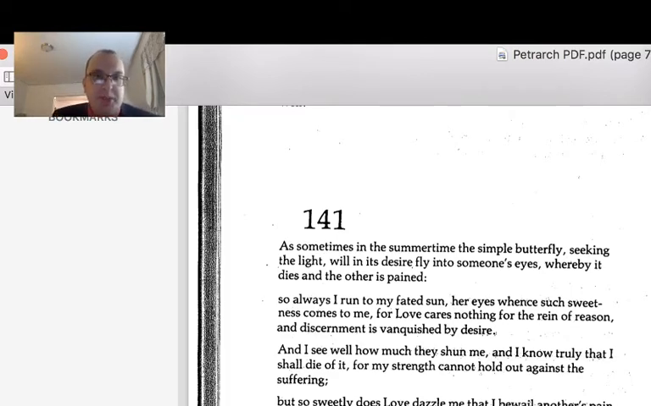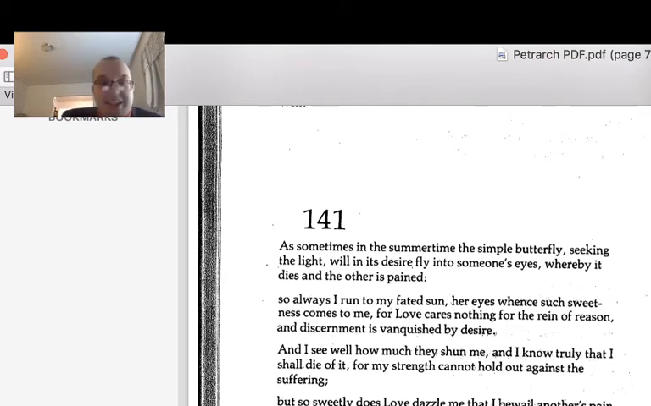And sometimes in the summertime, the simple butterfly seeking the light will in its desire fly into someone's eyes, whereby it dies in the other's pain. So always I run to my fated sun, her eyes whence such sweetness comes to me, for love cares nothing for the reign of reason, and discernment is vanquished by desire. And I see well how much they shun me, and I know truly that I shall die of it, for my strength cannot hold out against the suffering. But so sweetly does love dazzle me that I bewail another's pain and not my own harm. My soul blind consents to her own death.